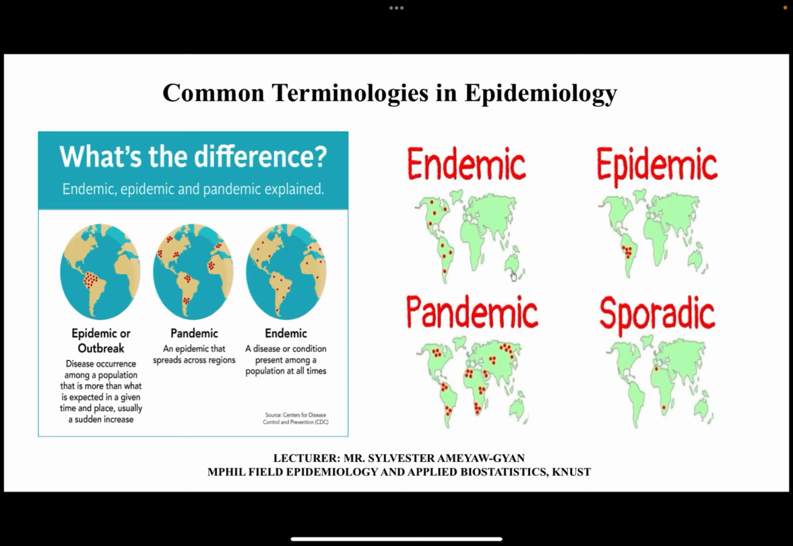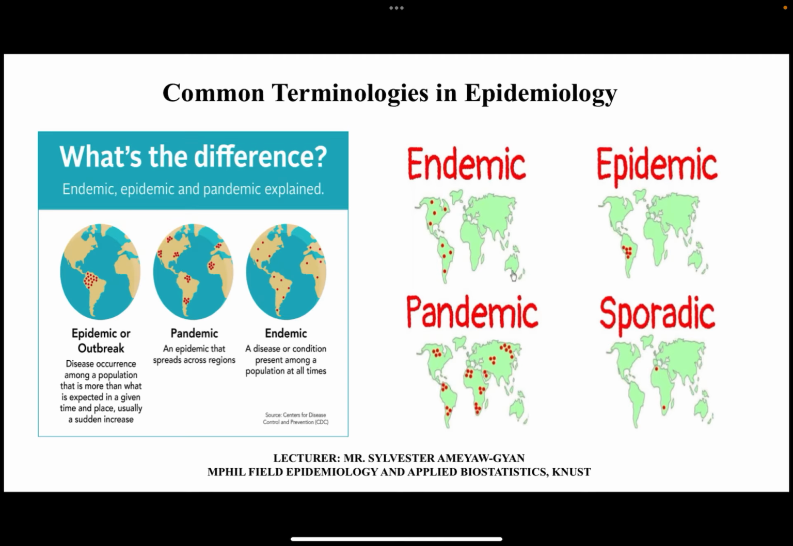But then if that situation is occurring across countries, in different countries, then we can say the condition has become a pandemic. So when an epidemic situation is going on at the same time for a particular condition in multiple countries or across countries, then we say it has become a pandemic. The condition is a pandemic condition.